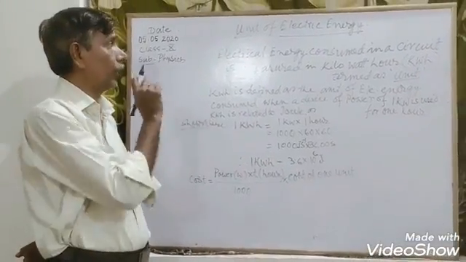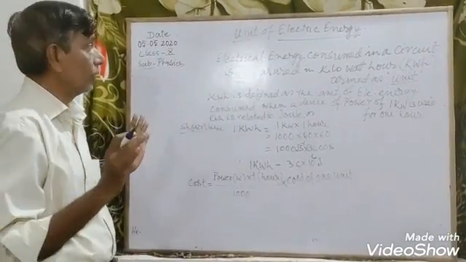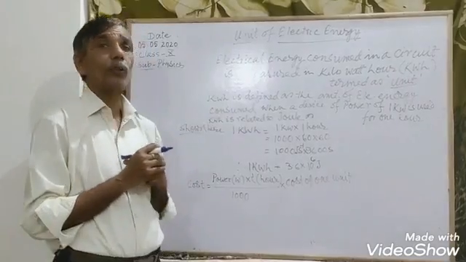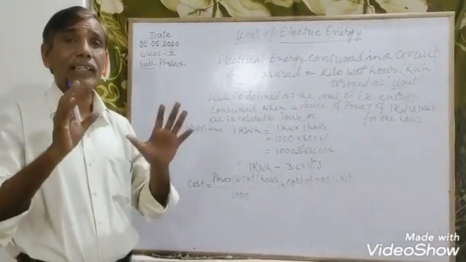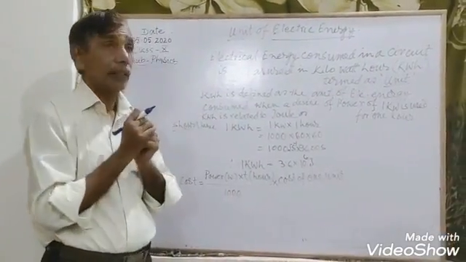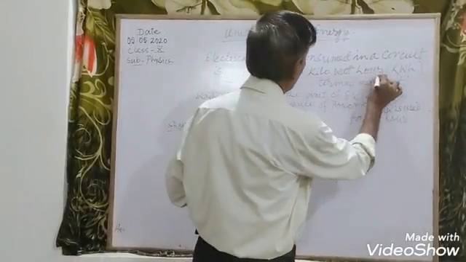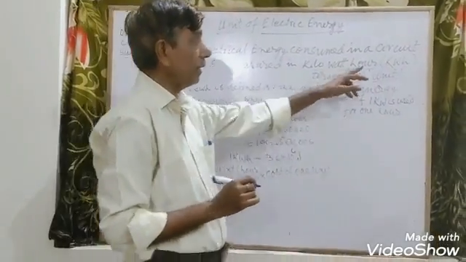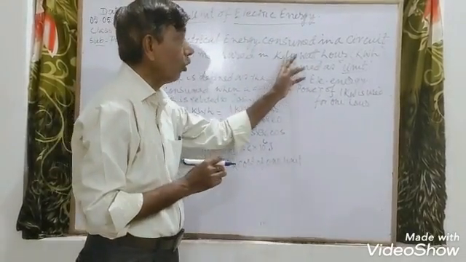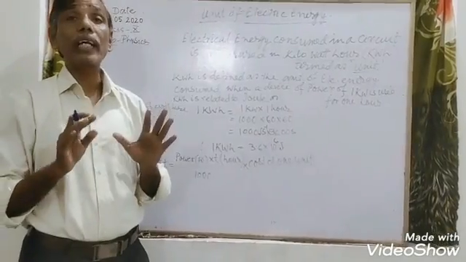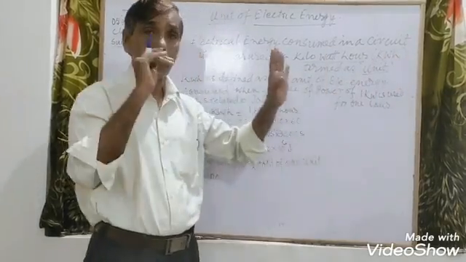But students, one more thing was left. It is regarding the unit of electric energy. What is this unit? As you know, the electrical energy consumed in a circuit is measured in kilowatt hour, written in the form kWh. And this kilowatt hour is also termed a unit.